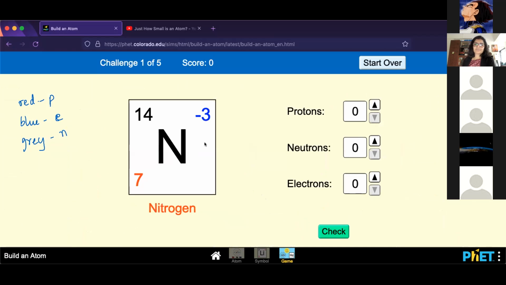Oh, this is the other way around. So this is the situation you're given. Nitrogen, its atomic number is 7, mass number is 14, and it's not a neutral atom, it has a -3 charge. So how many protons, how many neutrons, how many electrons? Ma'am, neutrons will be 4, right? Neutrons will be 7. Electrons will be 7. Electrons will be 10.